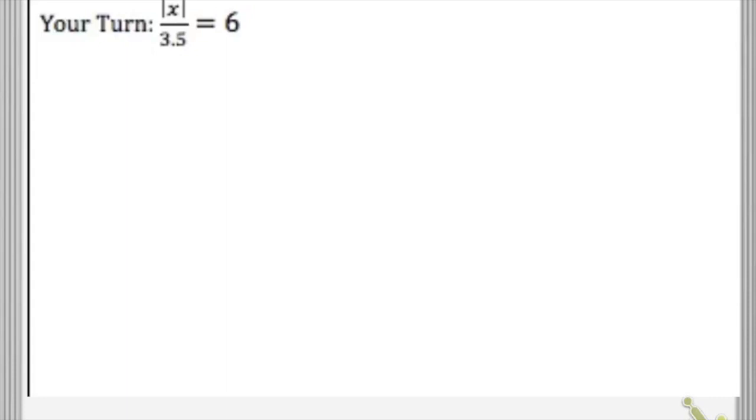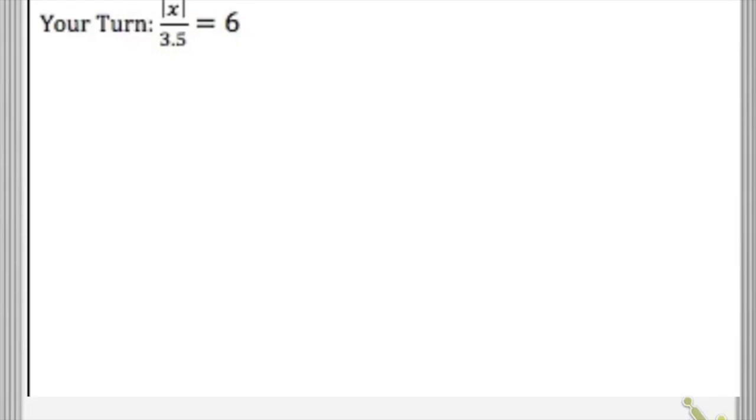So your turn: pause the video, try to solve this equation, the absolute value of x divided by 3.5 equals 6. And then restart the video and see if you have what matches. So again, encouraging you to pause, try to solve this one, and then check it.